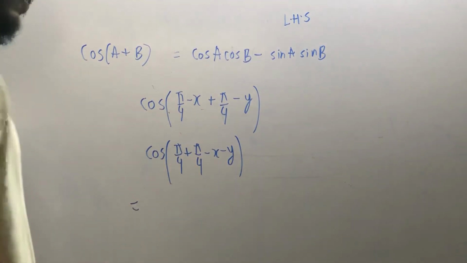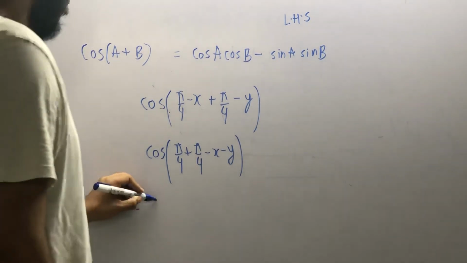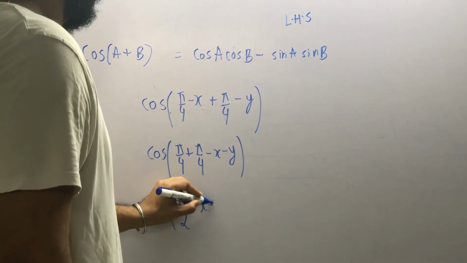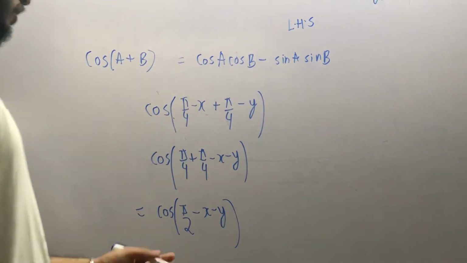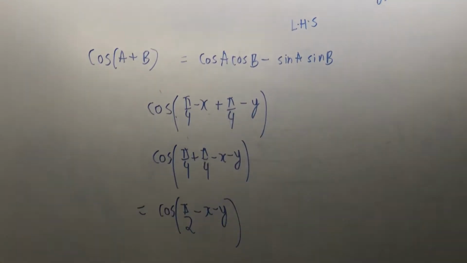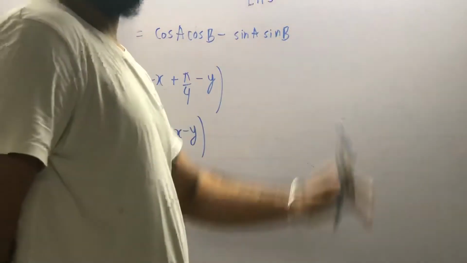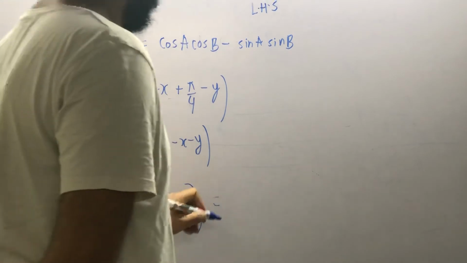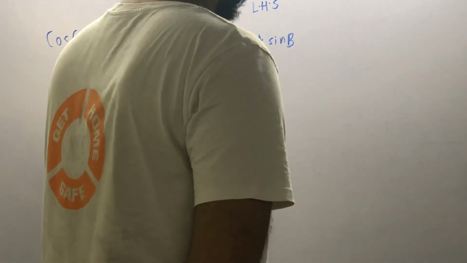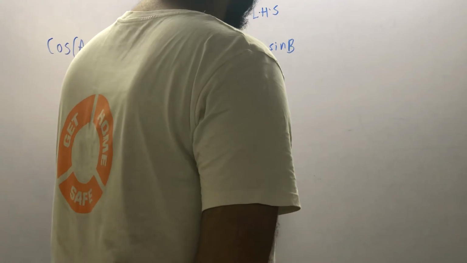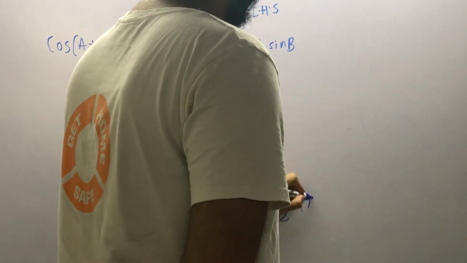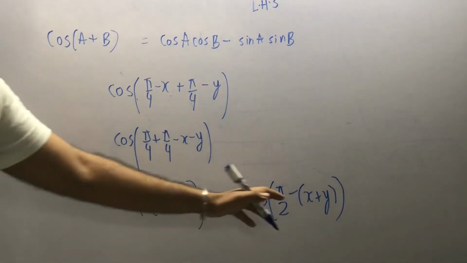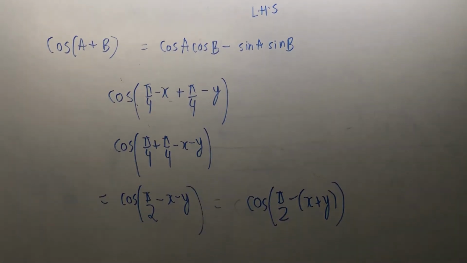Okay. So pi by 4 plus pi by 4 is how much? Pi by 2. Okay. Now again it must be looking complicated to you. What will you do? On the right hand side you have sin x plus y, and on the left hand side you have cos pi by 2 minus x minus y. Okay, so I will do one thing here. Cos pi by 2 minus x plus y. What I did is I took the minus sign common, so in the bracket it is x plus y.